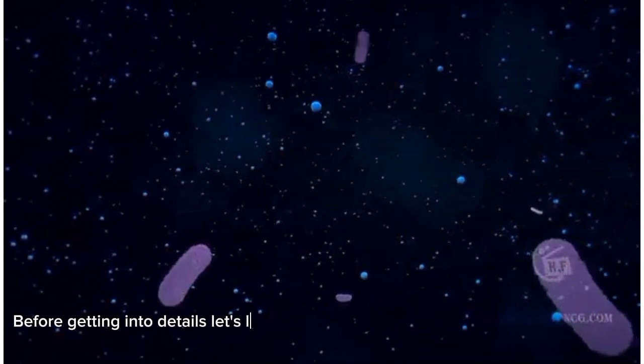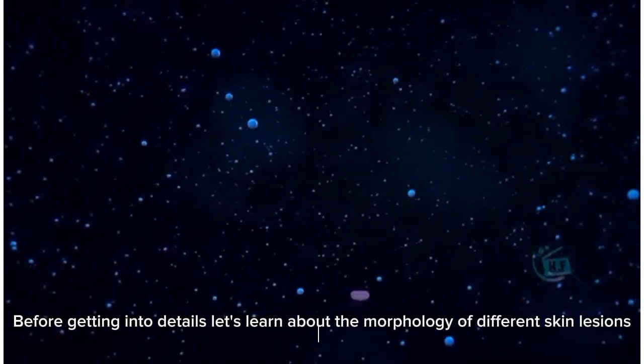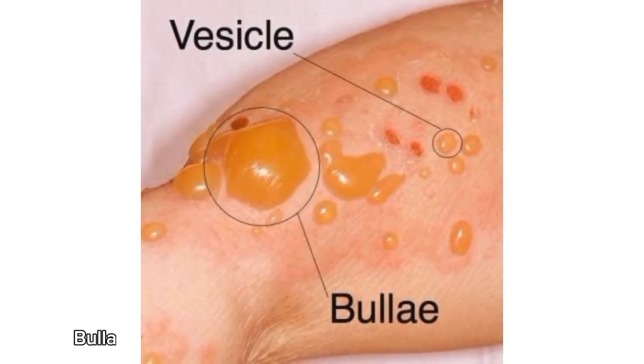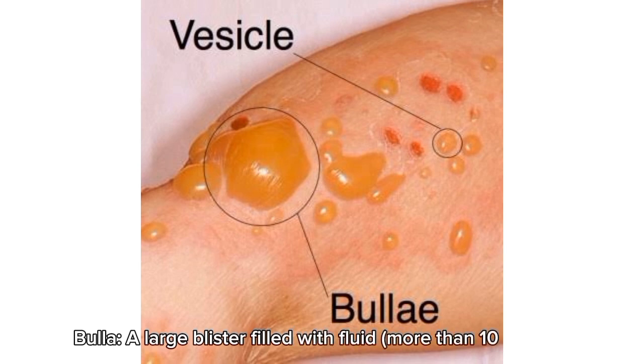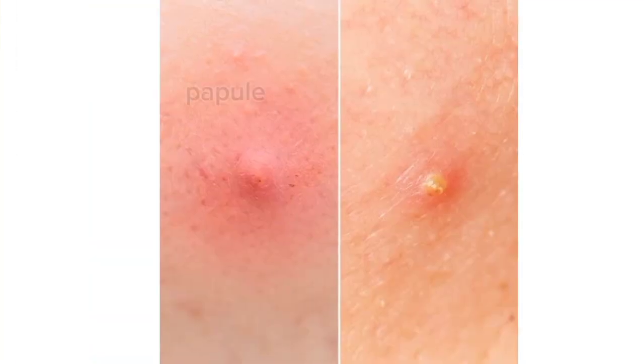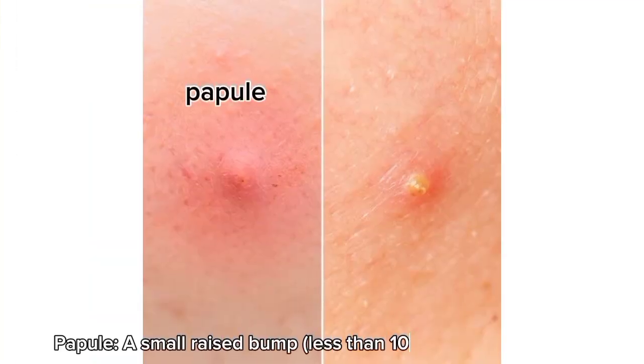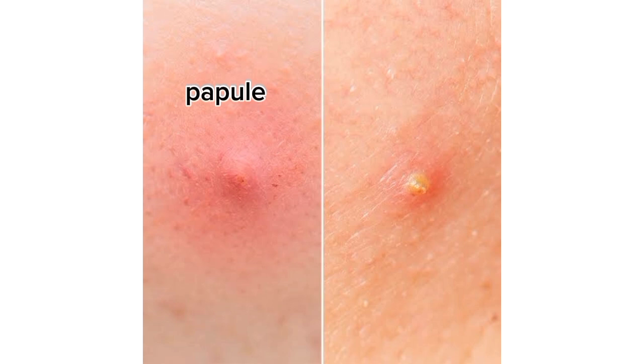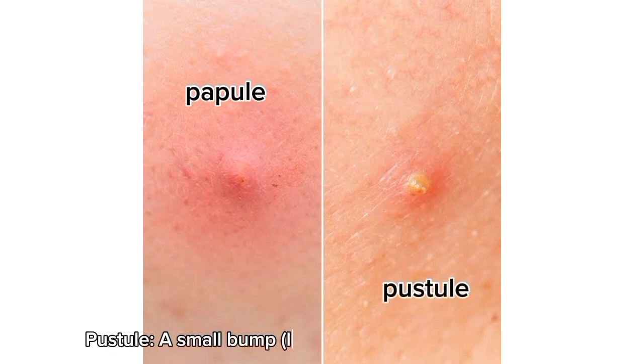Before getting into details, let's learn about the morphology of different skin lesions. Bulla, a large blister filled with fluid, more than 10 mm in size. Vesicle, a small fluid-filled blister, less than 10 mm. Papule, a small raised bump, less than 10 mm, that can be felt. Pustule, a small bump, less than 10 mm, filled with pus.